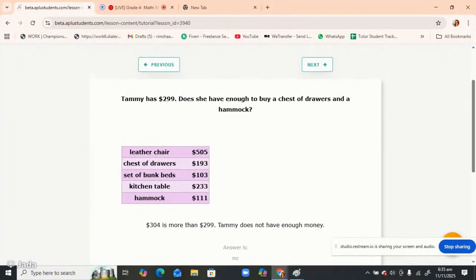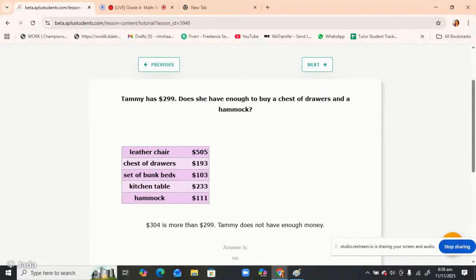Look at here the next question. They are saying that Tammy has $299. Does she have enough to buy the chest of drawers and the hammock? Check it out. How much the drawers? It's 193. Total have 299. Okay. And the other is hammock is 111. So when you count these both, 193 and 111, you just check it out. Answer is greater than 299. So you can say that no.